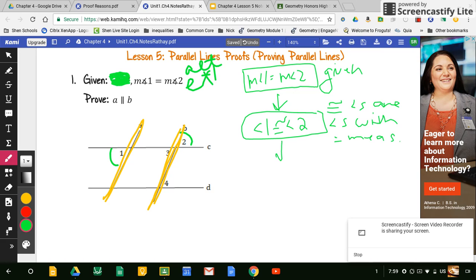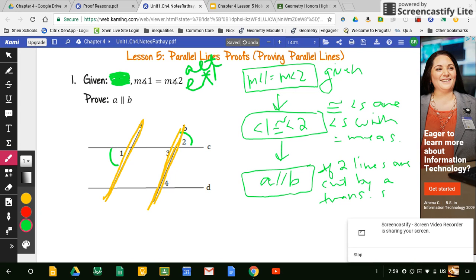Now we have our alternate exterior angles congruent, and that is enough to convince me that A is parallel to B. Our reason here is if two lines are cut by a transversal such that alternate exterior angles are congruent, then they are parallel. And we're done.